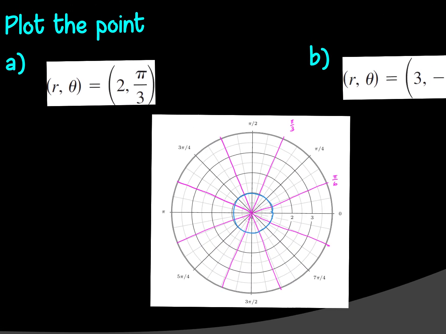So when I plot this, (2, pi over 3), 2 is my r, pi over 3 is my theta. First thing I do is locate theta on my unit circle. So pi over 3 is up here. I'm going to use this line. And then I go out that many rings. So it says 2. I'm going to go from the center or the pole out 1, 2, and I plot a point. This is a coordinate point. So it's just a dot. That's an arrow.